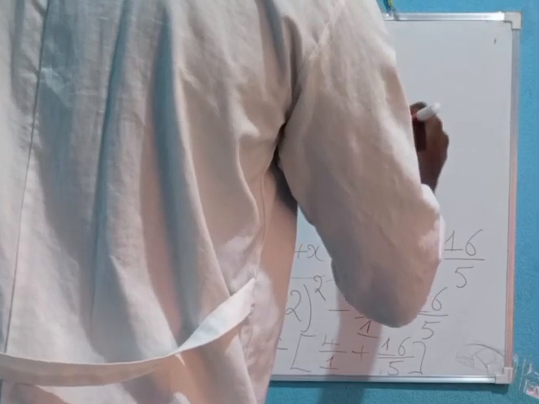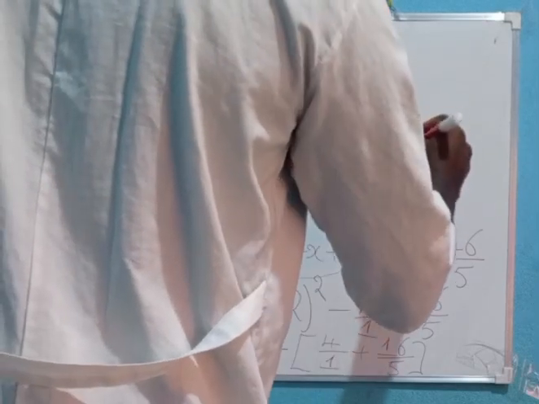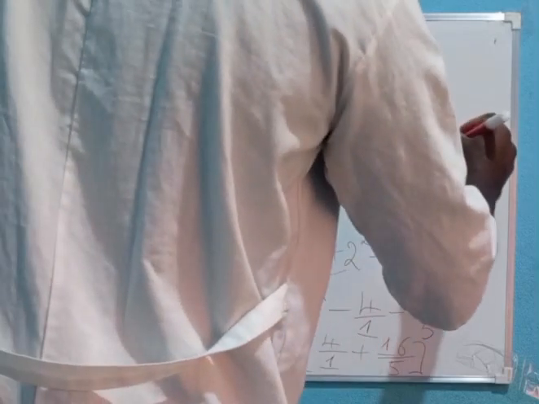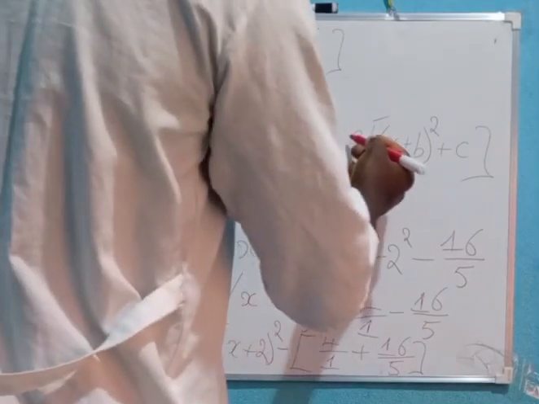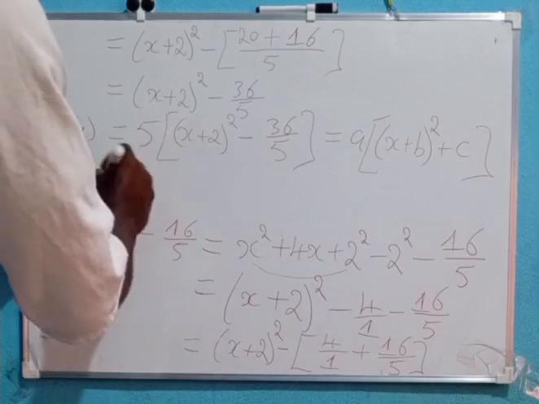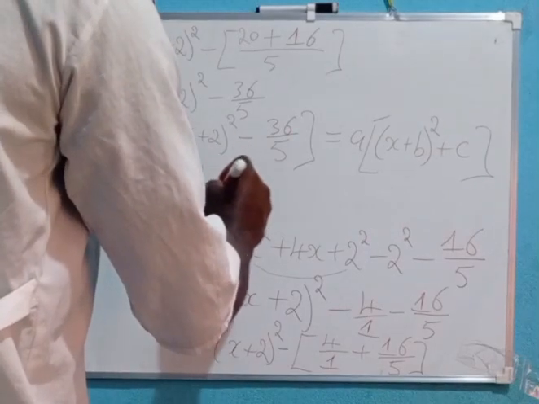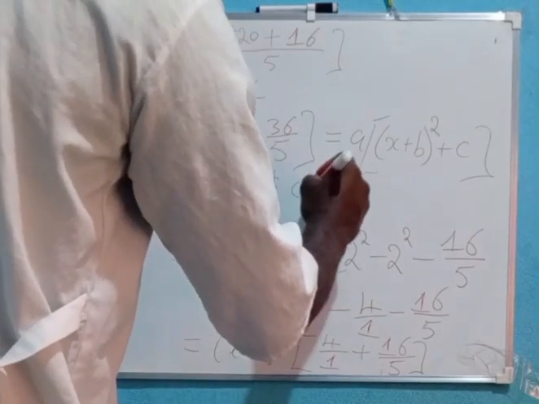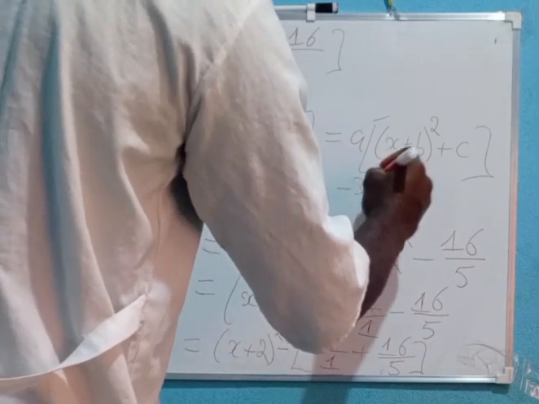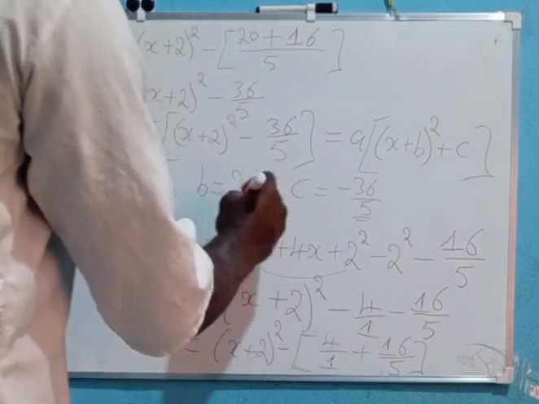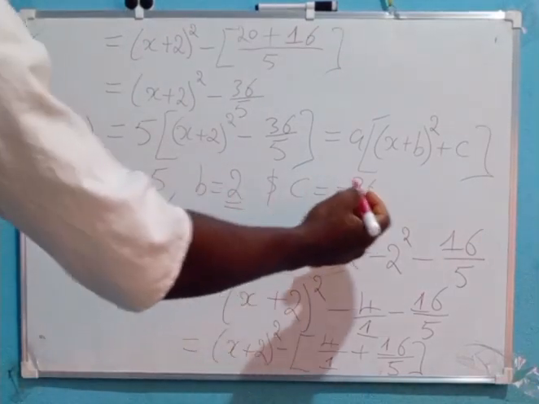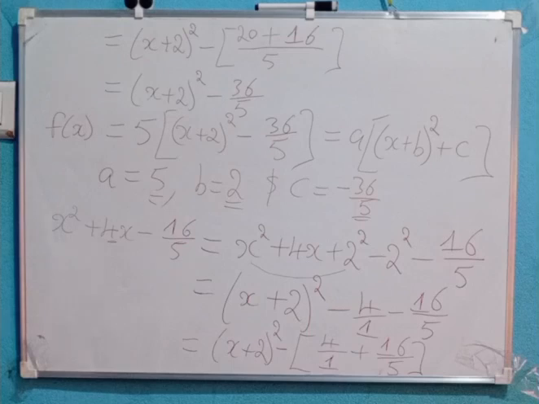You'll see that it is in the form a times (x plus b) all this squared plus c, of which our a will simply be 5, our b is 2, and our c is negative 36 all over 5. 5, 2, and negative 36 over 5, they are all elements of the set of real numbers. We are done with the solution.